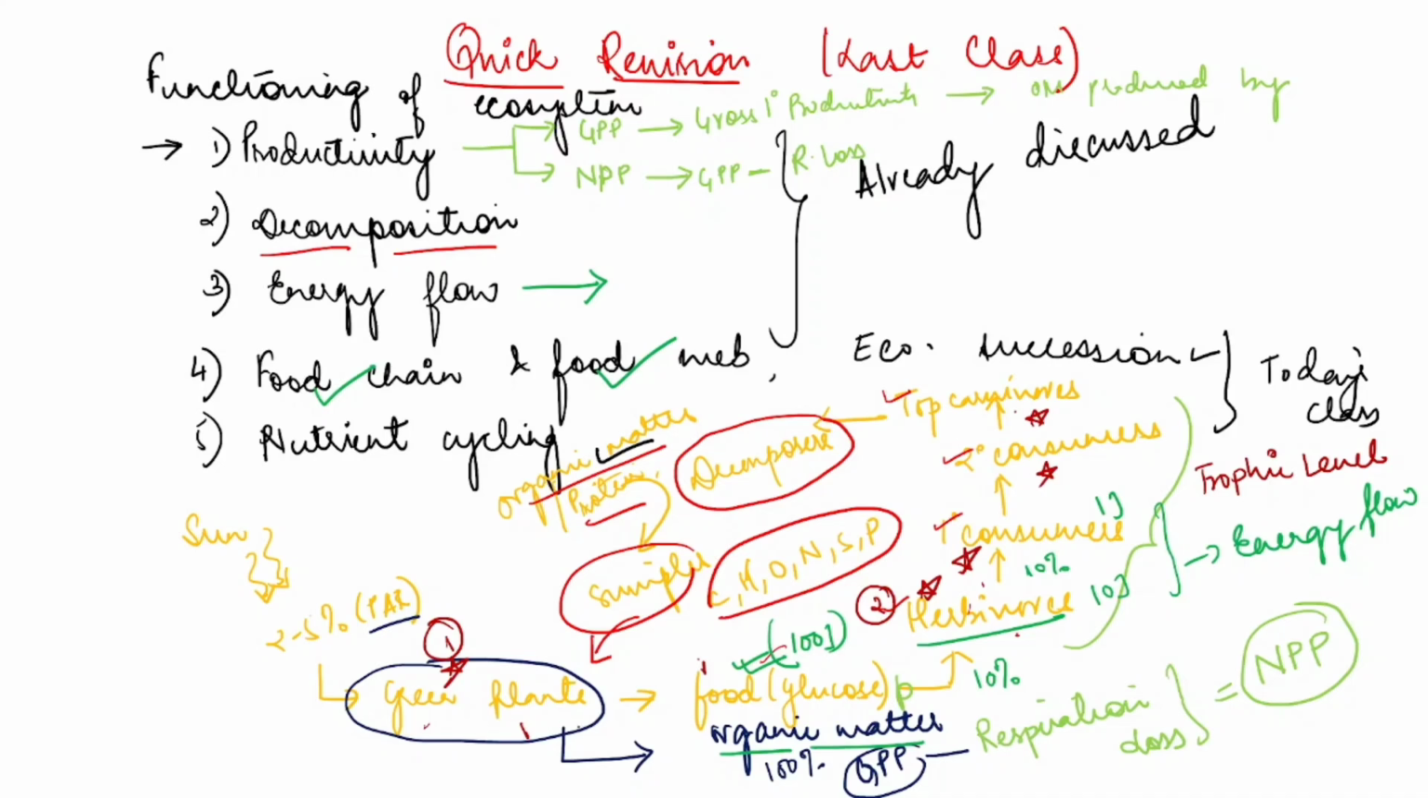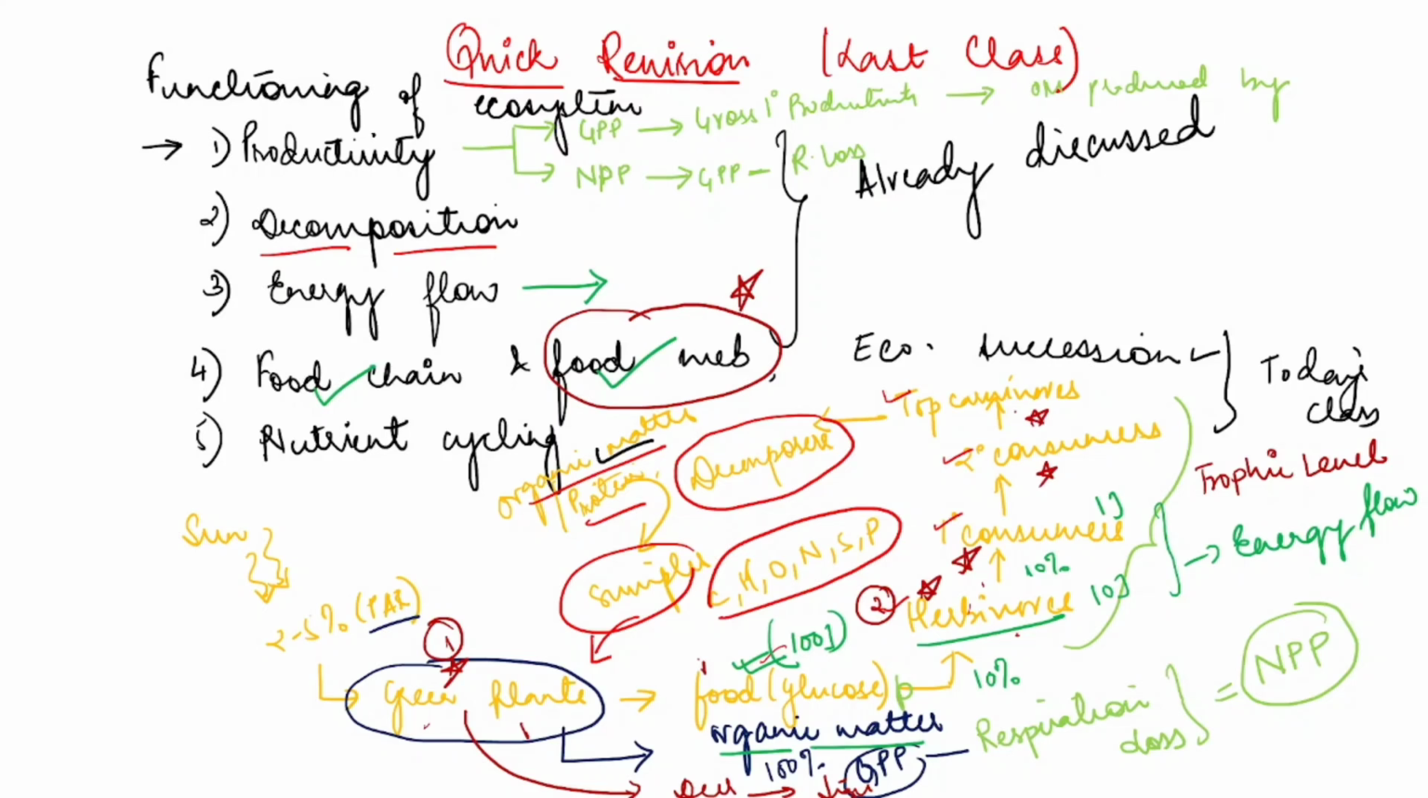But if two or more food chains are connected, say these green plants are eaten by deer, eaten by tiger, so if two or more food chains are connected to each other at one point, we call that a food web. And in nature it exists in the form of food web. Clear? So that's what we saw in the last class.